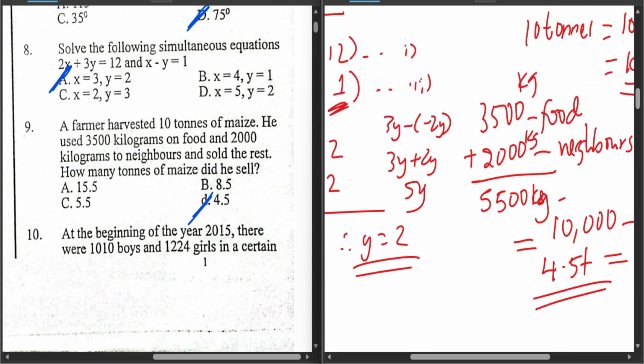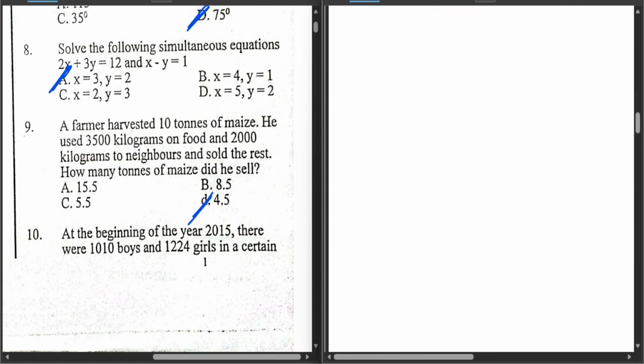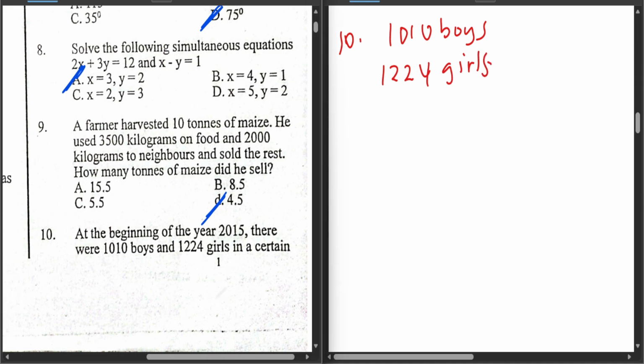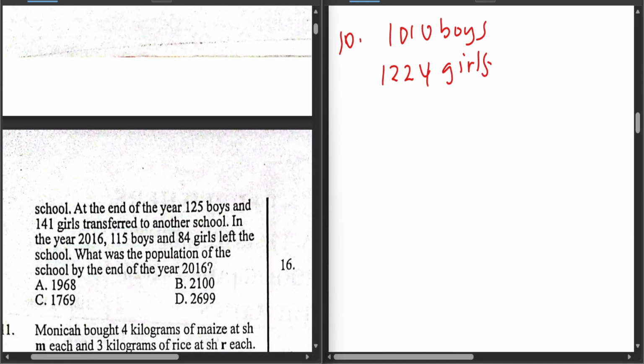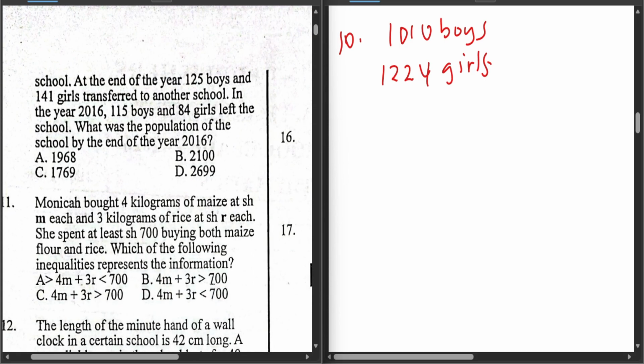Question 10. At the beginning of the year 2015, there were 1,010 boys and 1,224 girls in a certain institution, a certain school. At the end of the year, 125 boys and 141 girls transferred. So 125 transferred to another school, and 141 also transferred to another school.